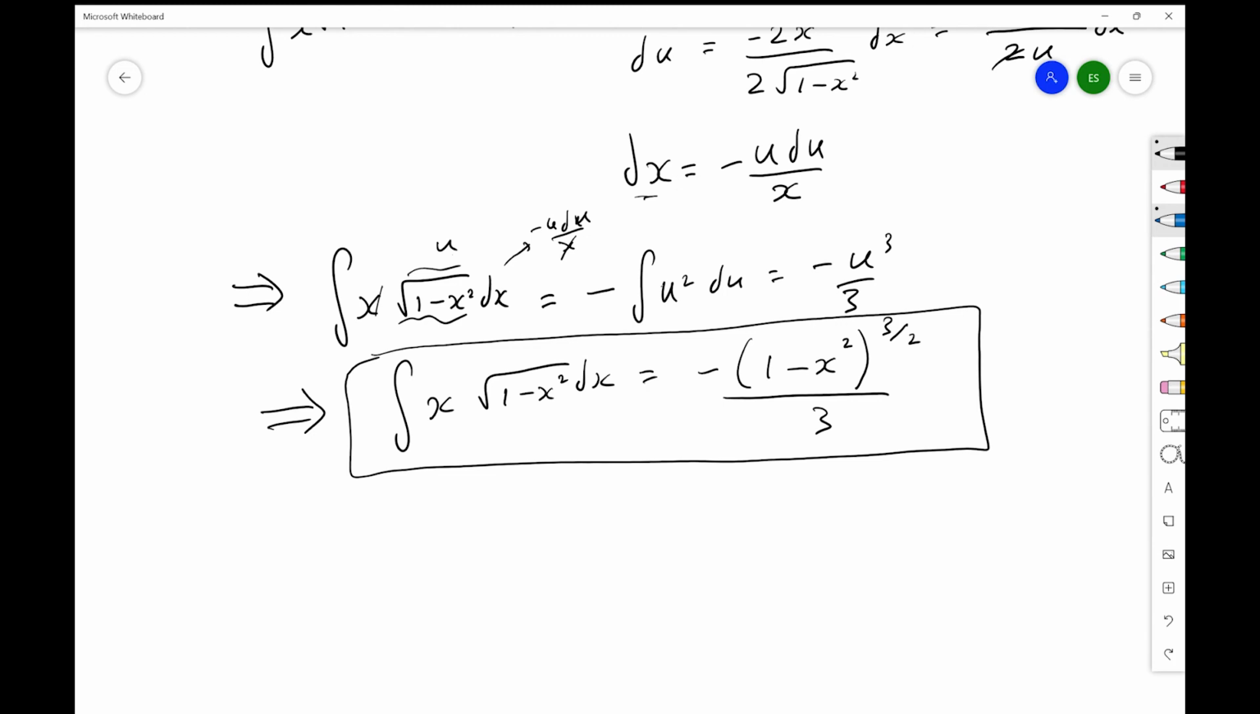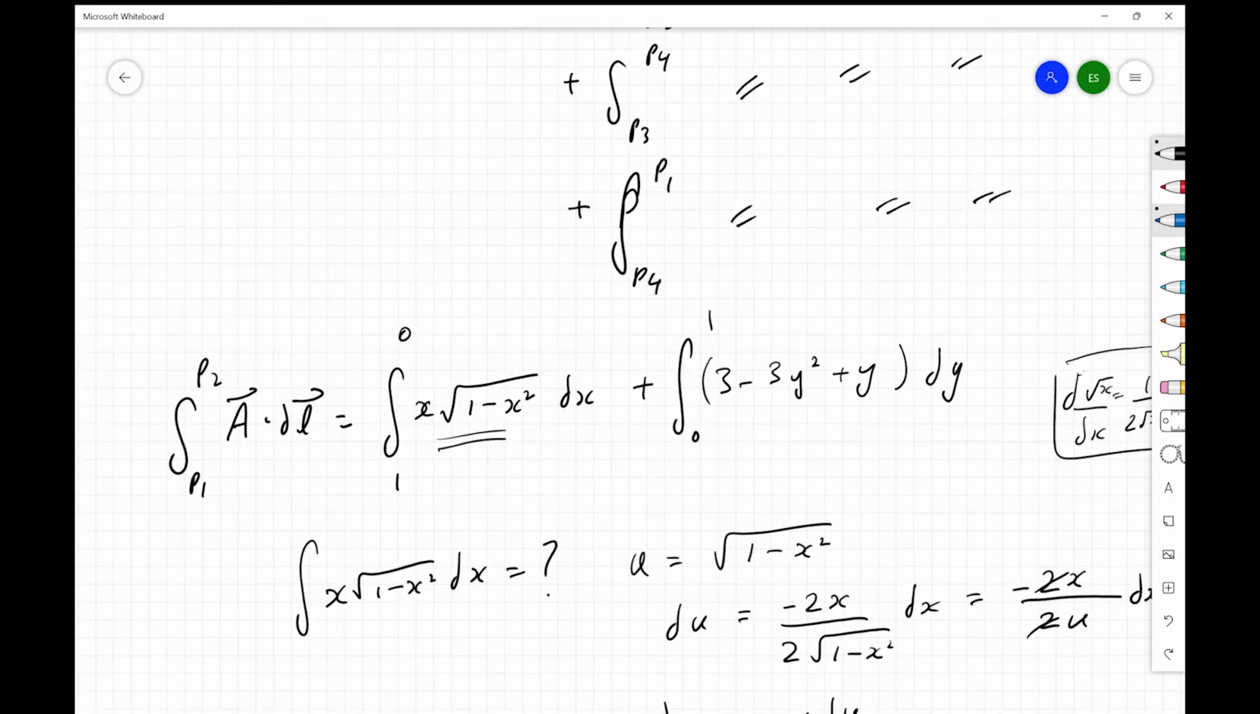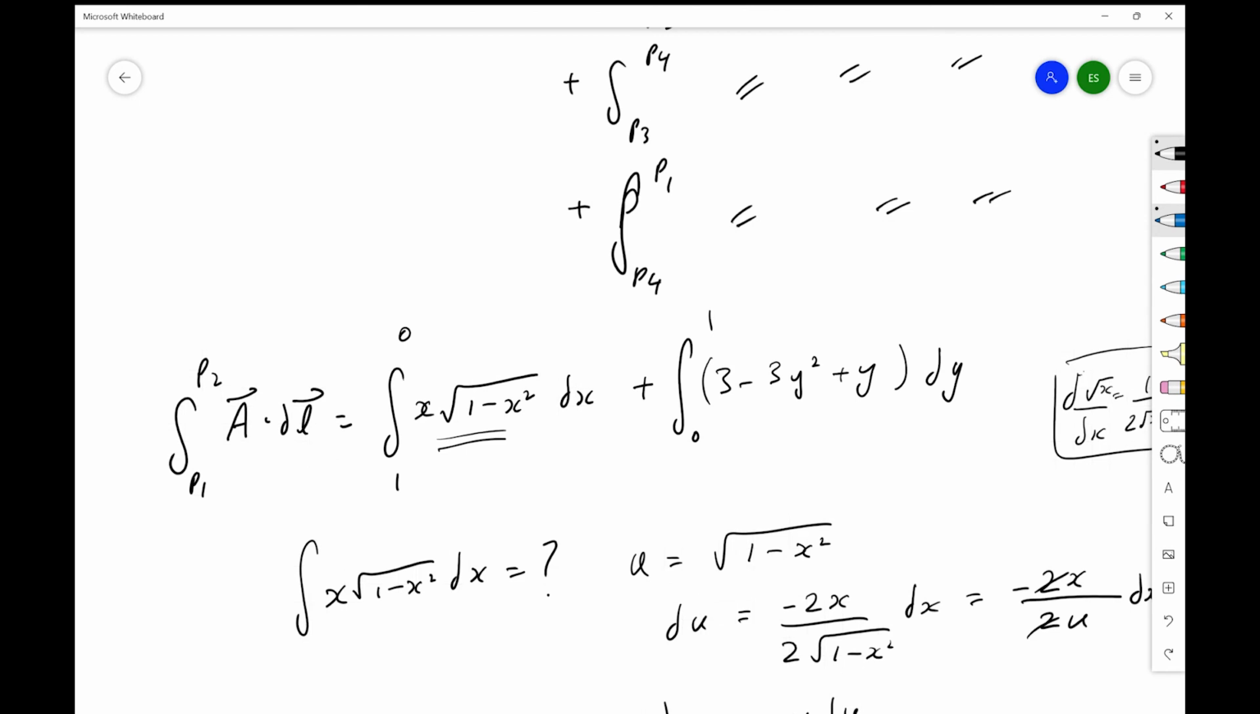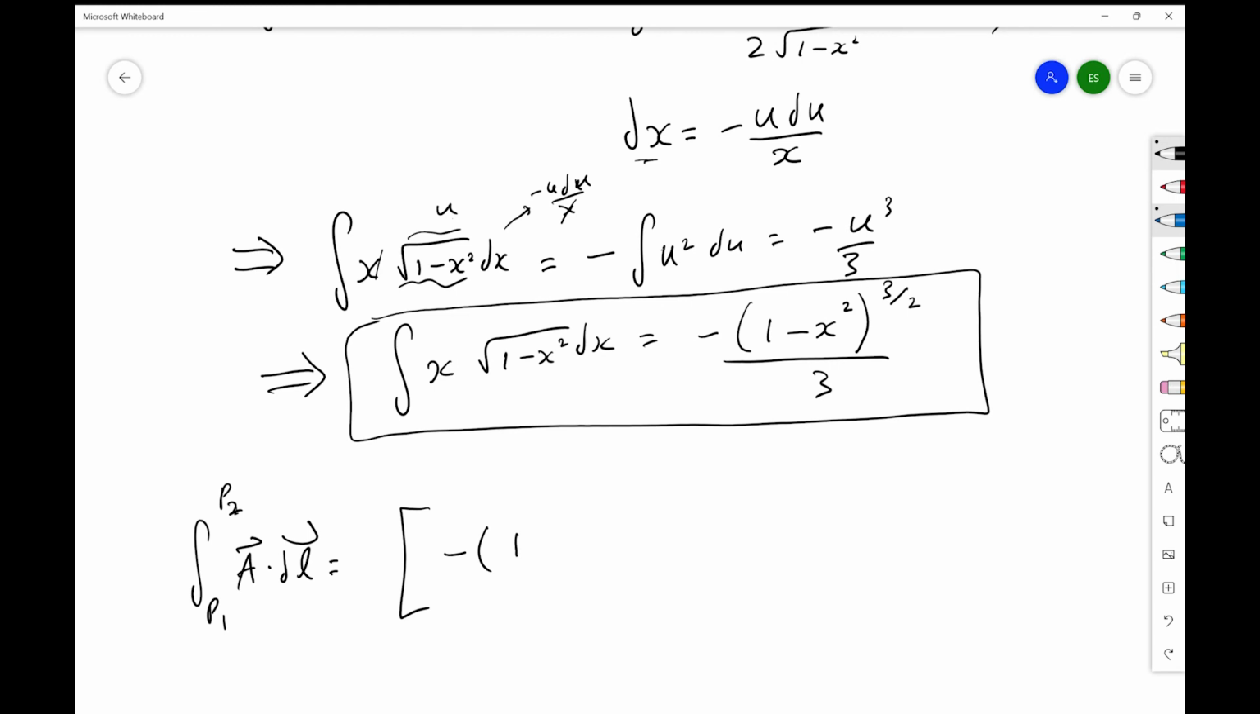Okay, so that's the point I wanted to get across. So going back, the integral from P1 to P2 of a dot dl is going to be what? We know how to integrate this now, right? So I found that. So this is going to be minus 1 minus x squared to the power 3 over 2, over 3, and this is from 1 to 0.